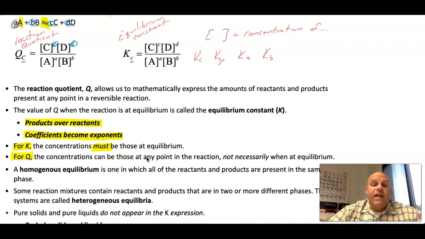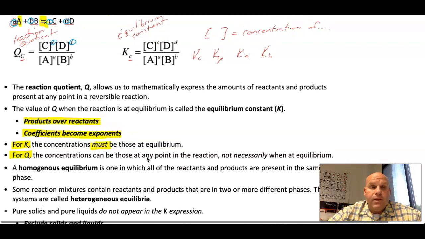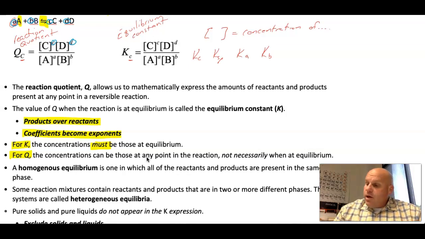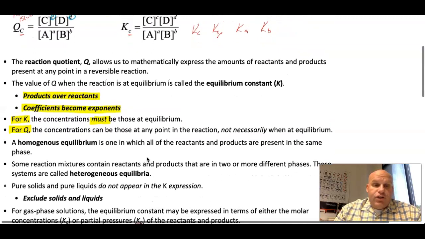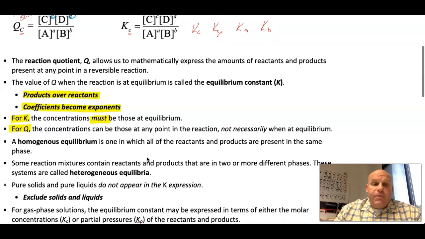The last piece of setting up these expressions, which will lead to the third thing you'll hear me say a lot. So products over reactants, coefficients become exponents. The third thing you'll hear me say is exclude solids and liquids. So we have two types of equilibria. We have homogeneous and heterogeneous equilibria. This has to do with the state the reactants and products are in.